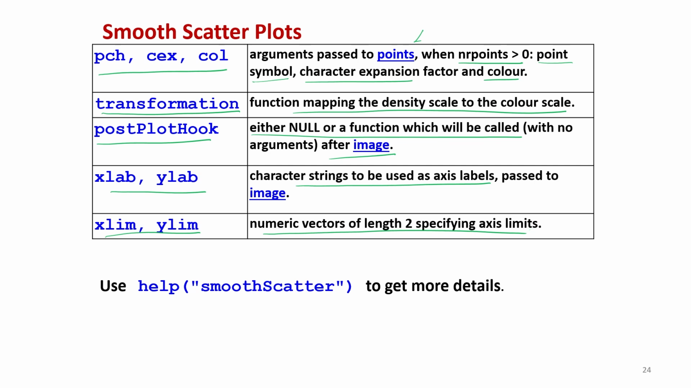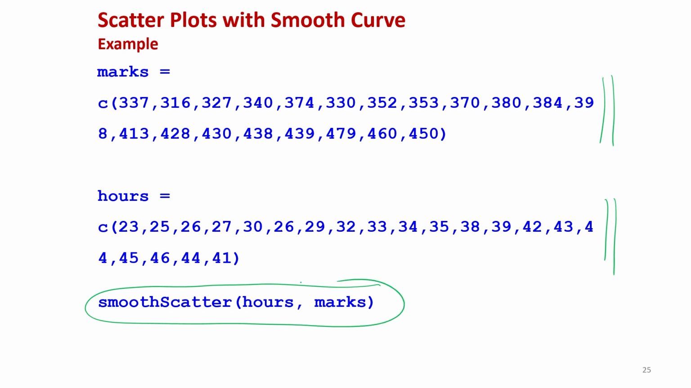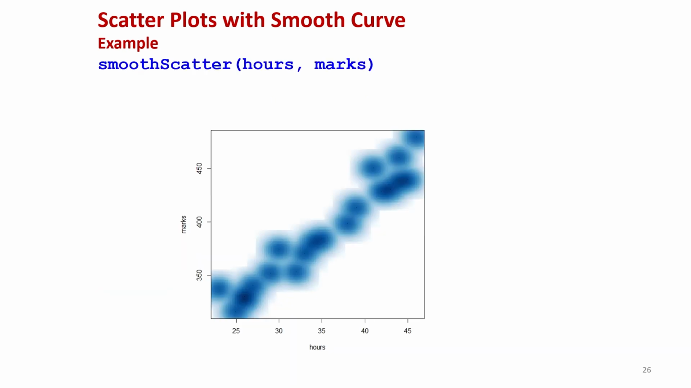So, I would again recommend that you please look into the help of smoothScatter to get more details and experiment with it. My objective here is to show you how it will look. So, now if I create two data vectors here, marks and hours, and make a smoothScatter of hours and marks, how will it look? It will look like this.